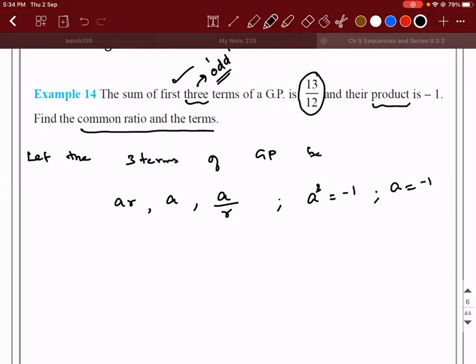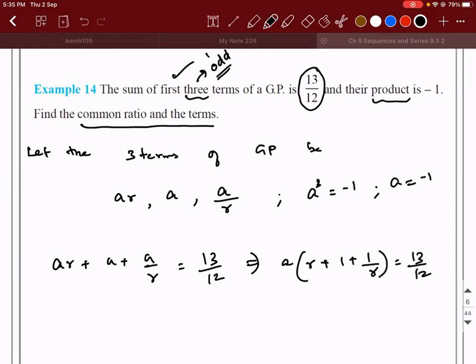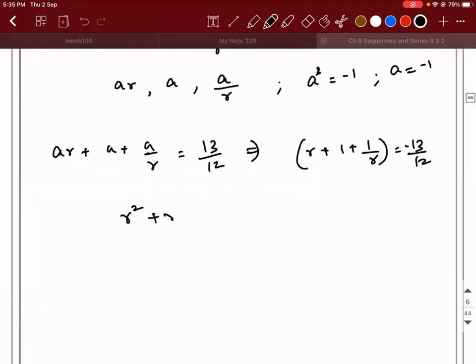Find the common ratio and the terms. Since A is -1, they told the sum of the first 3 terms in GP is 13 by 12. So AR plus A plus A by R is equal to 13 by 12. From this, can you guys calculate it? A is common, so I will take it out. R plus 1 plus 1 by R is 13 by 12. Since A is -1, I will write this as -13 by 12. So what will you get? R square plus R plus 1, the whole divided by R, is -13 by 12.